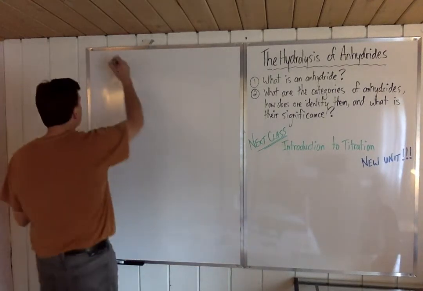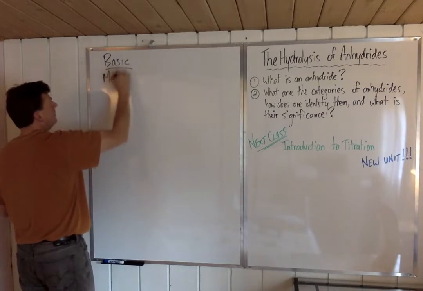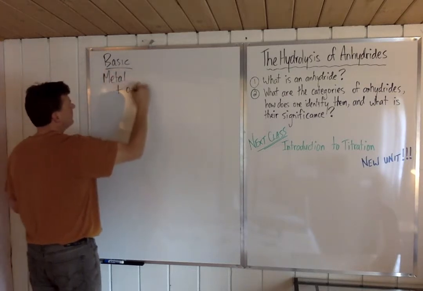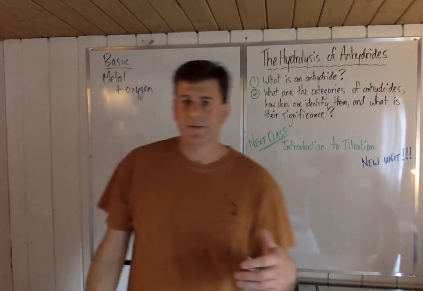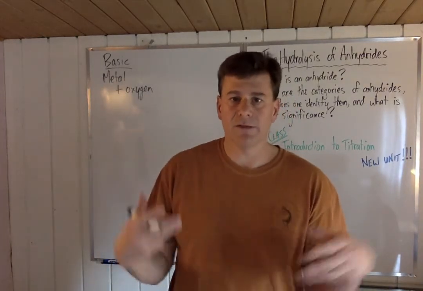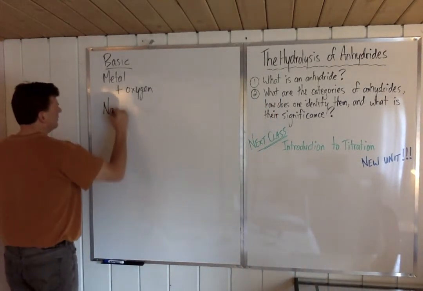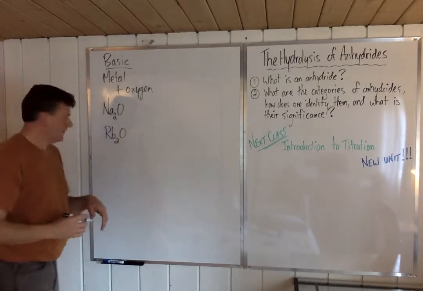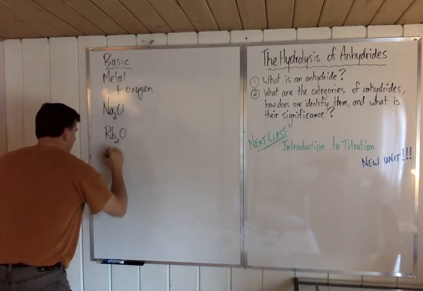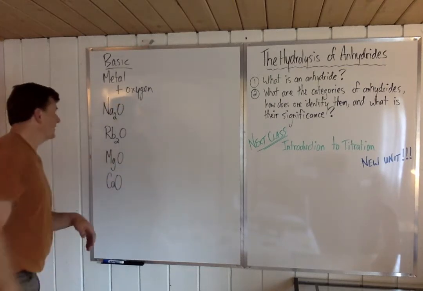So the basic ones were the metal plus the oxygen. And as I mentioned earlier, the alkalis and the alkali earths tend to be the really important ones. So I'll write down a couple of the alkalis. Certainly sodium oxide. Let's do rubidium oxide just because it's different. And then we'll go with magnesium oxide and calcium oxide.